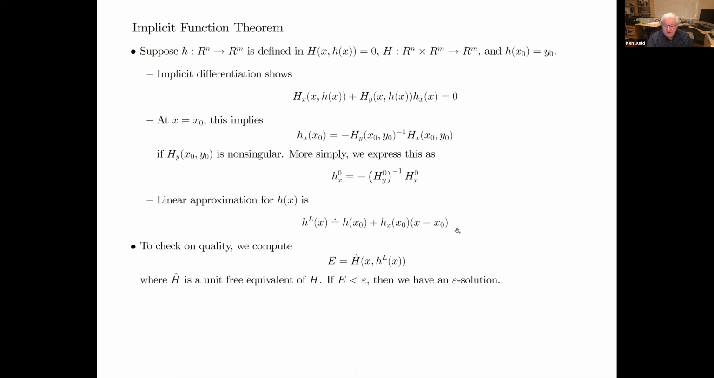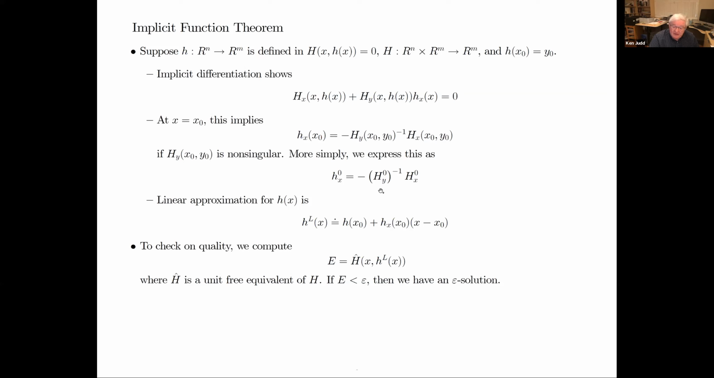And so here's the linear approximation. It's the vector of values of h at x naught plus the Jacobian of first order derivatives times the deviation of x minus x naught. Now, if we wonder about how good that is, we can just take this linear approximation, plug it into here, and see how well it does. By the way, you should take a unit-free version of this, and then see how well it does for points close to x naught.